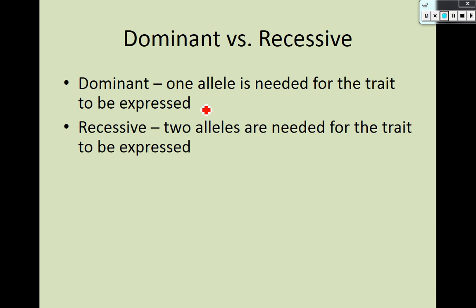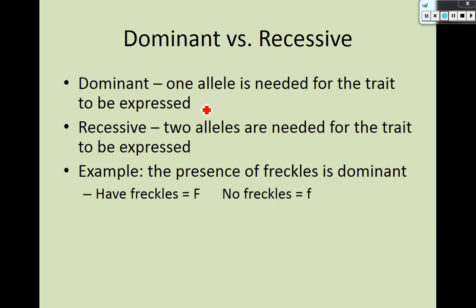These are traits where it's a yes or a no. Don't think that every time it's yes versus no, it's dominant versus recessive. So I'm going to give you some examples where that's not the case. So, for example, the presence of freckles is dominant.